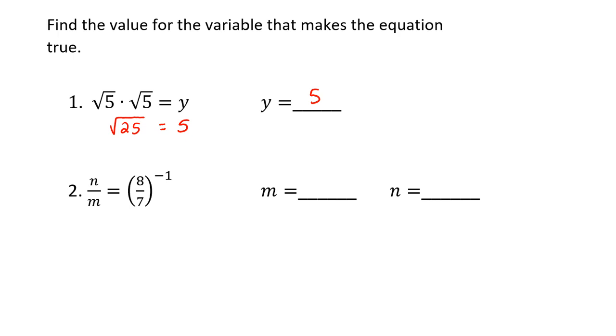For number 2, it's best to work kind of right to left. So we have 8 to the negative 1 over 7 to the negative 1 if we use our exponent property. And to make an exponent positive, we would shift the position. So now we would have a 7 over 8, each to the first power. They don't really matter. So therefore, n is 7, m is 8.